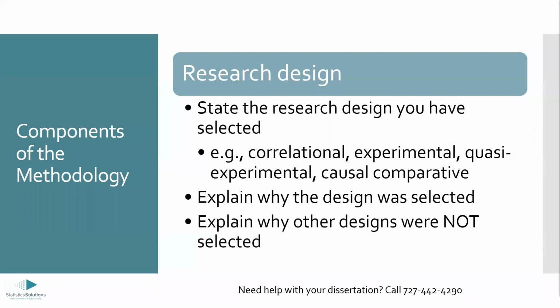You will also want to explain why you picked the design that you chose, in addition to why other designs were not selected. So if you picked a correlational study, you want to explain why you picked correlational, but you also want to explain why you did not pick experimental, quasi-experimental, or other types of designs. For instance, if you picked a correlational design, a reason for not picking experimental is because you're not able to randomly assign participants to conditions or manipulate the variables of interest.